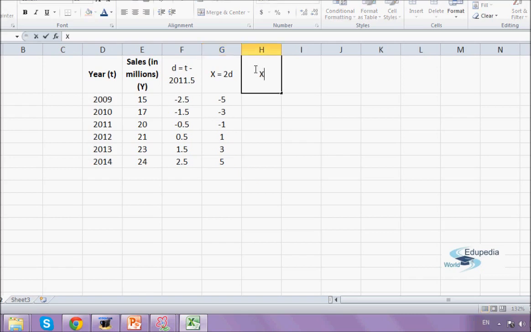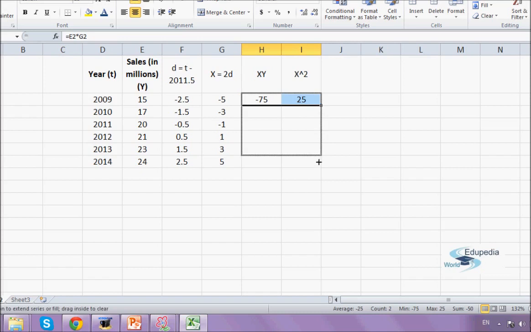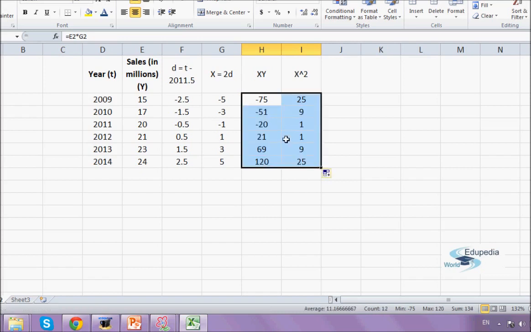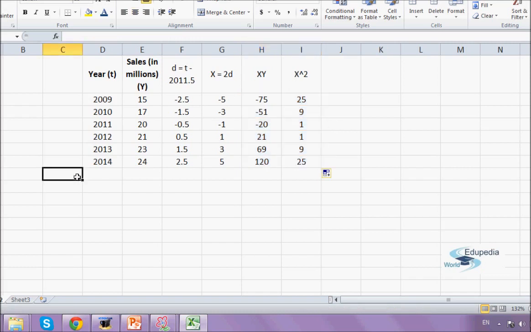Further developing the table, we can find the values of xy and the square of x. The value of x multiplied by y would be the product of the values in the columns under y and x, and the square would be the square of this number. Let's pull this down to the last value in the table, and now we have the table complete with the values of x, y, xy and x square. Let me take the sums.